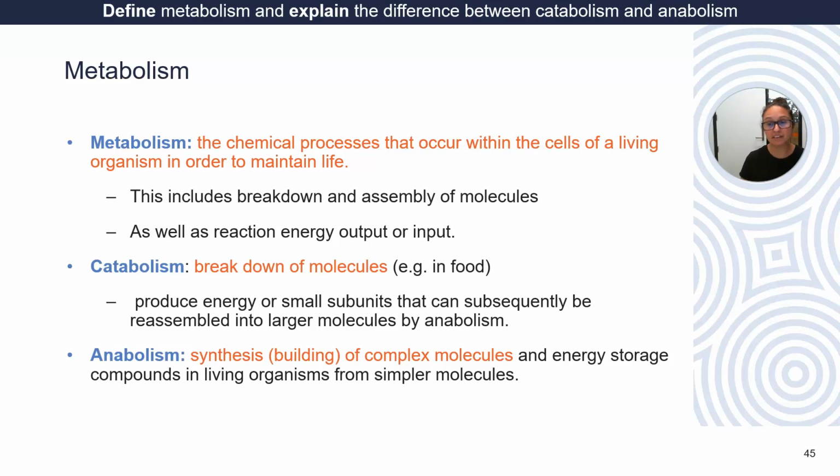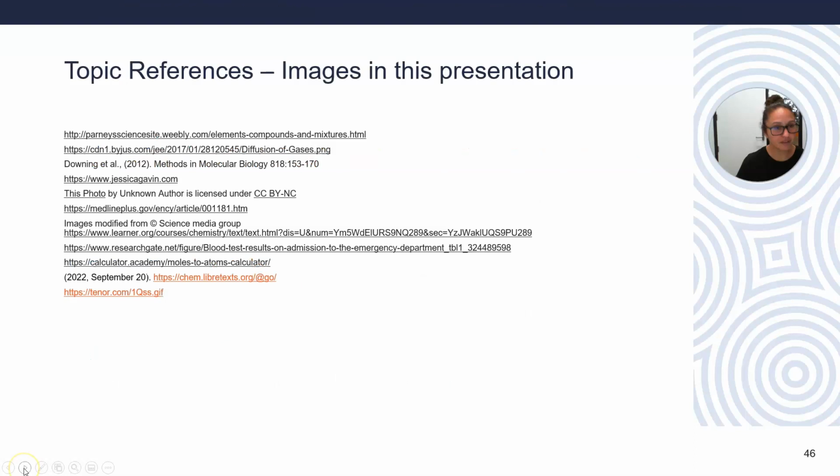Which means catabolism is when you're breaking down a molecule into smaller parts. Anabolism just means the opposite: you've got little molecules and you're sticking them all together to make one big molecule, okay? So there are just a few words that you need to think about.